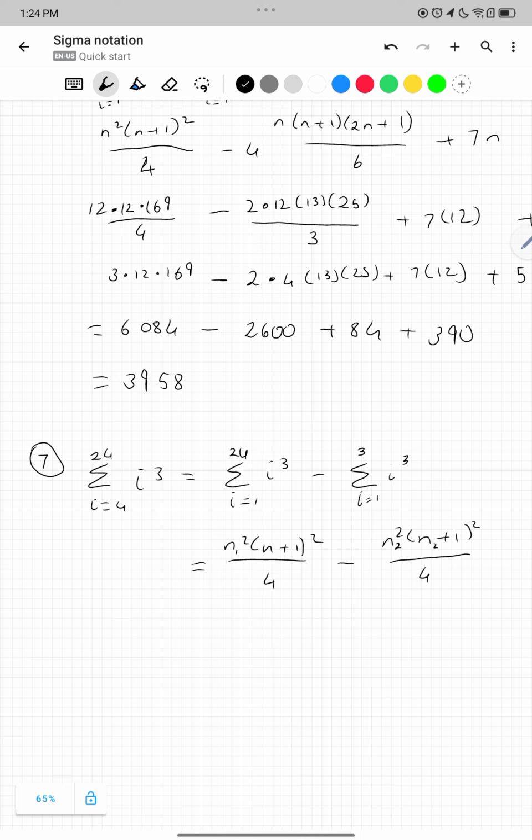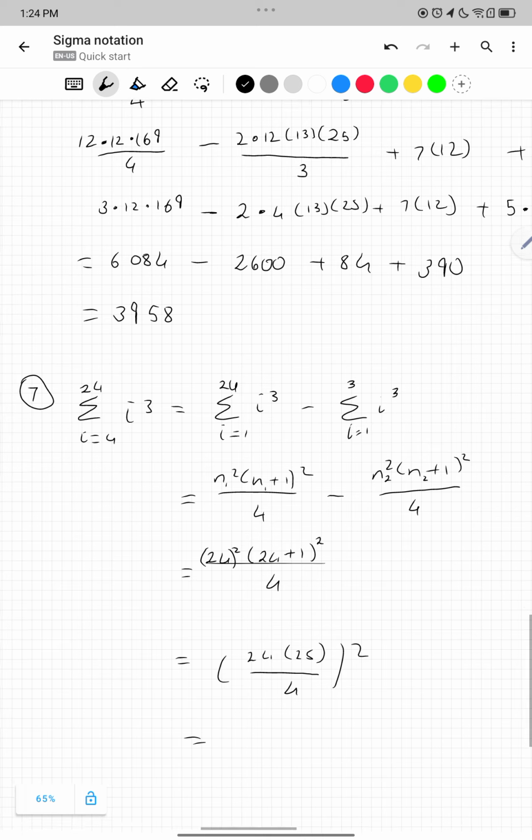So I'm going to call it n2 and I'm going to call it n1. So n1 is the larger number, which is 24 squared. Wow, that's a large number. Then we have 24 plus 1, which is 25 squared, all over 4. Wow. Okay, let me just do this. 24 times 25 over 4 all squared.